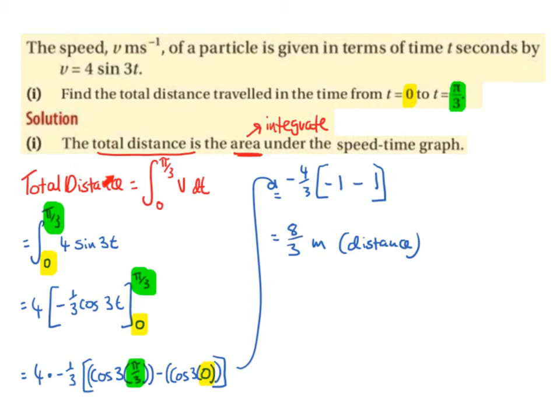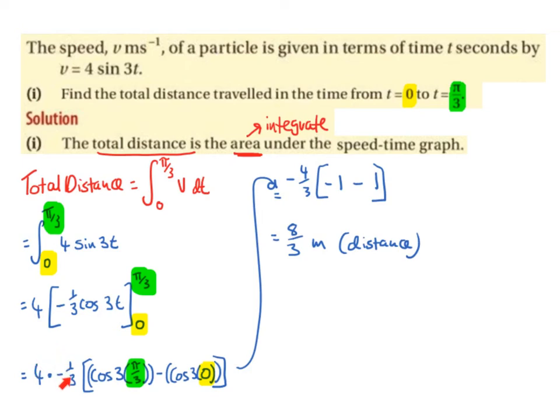So the total distance is going to be the integral of v with respect to t between the limits pi over 3 and 0. So v is 4 sine 3t. So we're going to integrate between these limits. We're going to take the 4 outside because it's constant, it's not attached to the t. The integral of sine 3t is minus a third cos 3t. And now we're going to sub in our limits. We're also going to take the minus a third out in front, just to save us a bit of time.